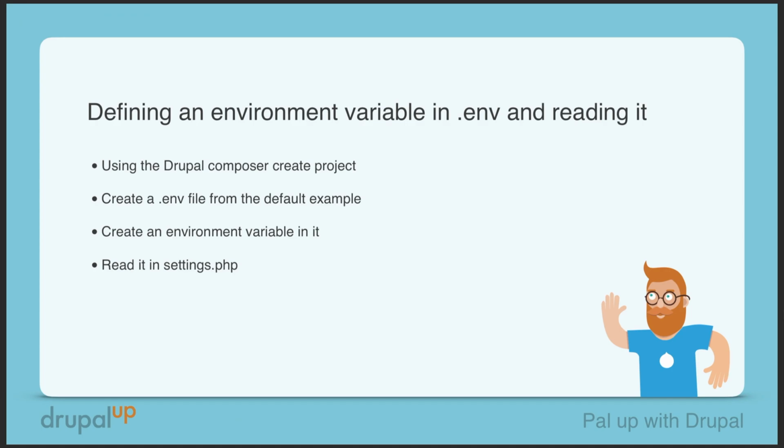In this video, we're going to be defining an environment variable in the .env file, and we're going to be reading it. We're using the drupal-composer create project setup. We're going to create a .env file from the default example. We're going to create an environment variable in it, and we're going to read it in the settings.php.